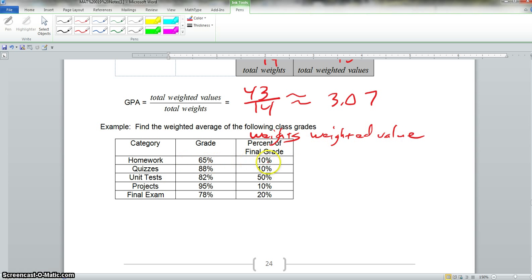Okay, now, so we could do this. Let's disregard these percent signs for right now. We could just multiply the numbers. 65 times 10 is 650. 88 times 10 is 880. 82 times 50 would give us, what's that, 400. No, that would be 4,100. 95 times 10 is 950. And 78 times 20 is 1,560.